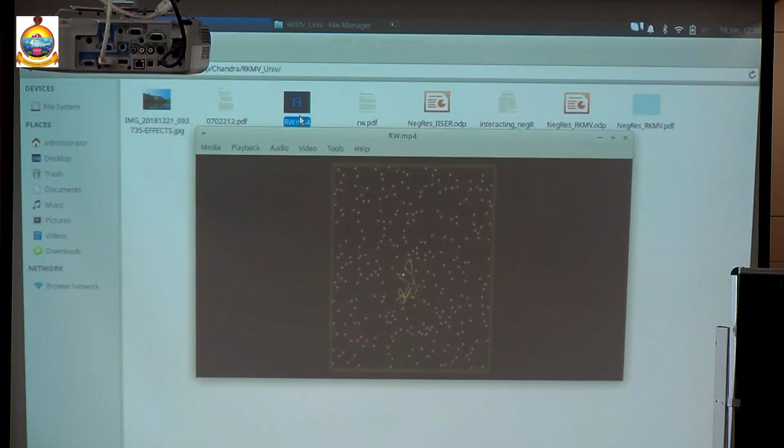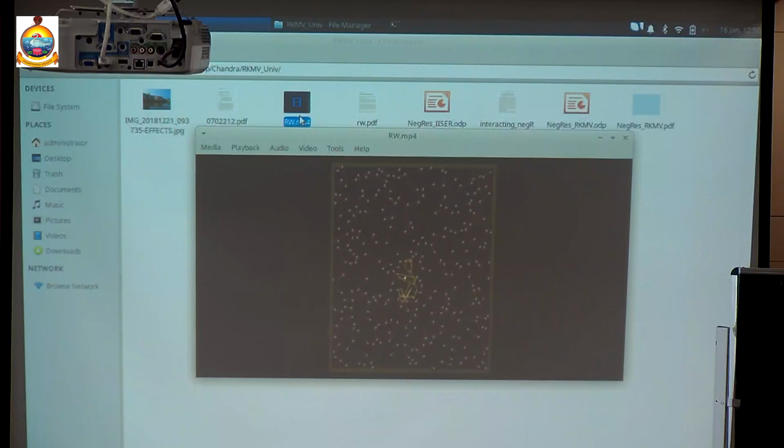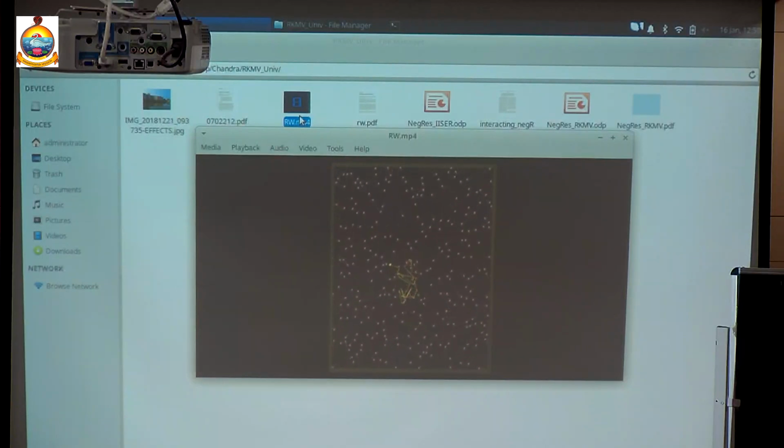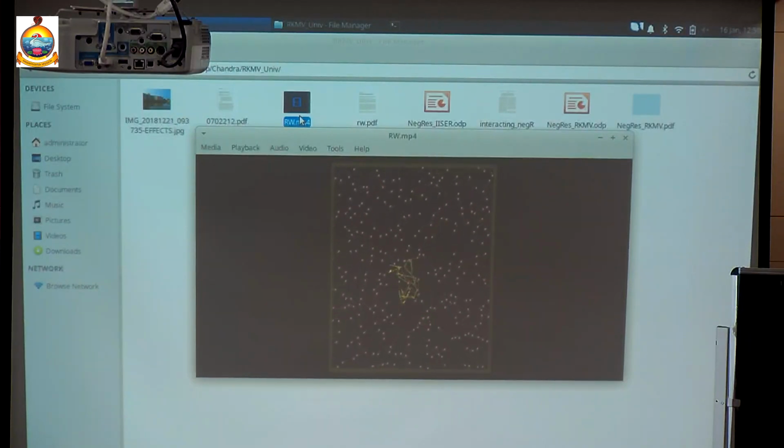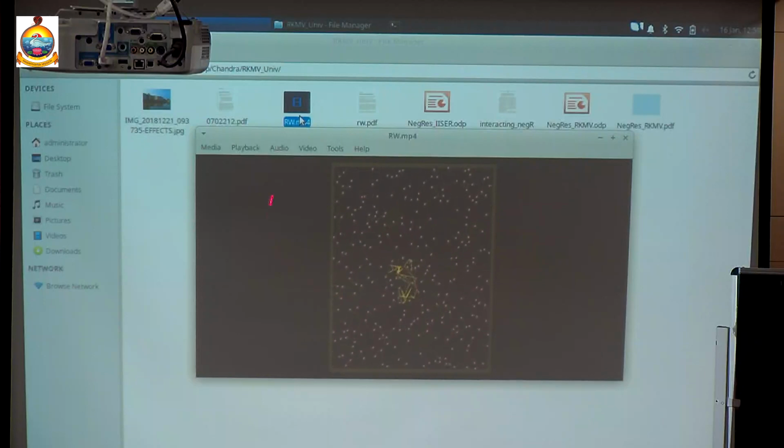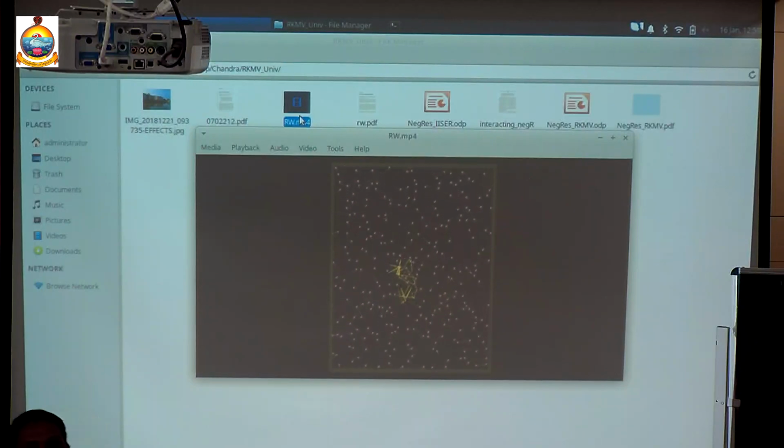Okay, it just collides and it starts going like that. And if you watch for 1 minute, you see that the path which it creates is the random walk. So basically random walk is important because of this.